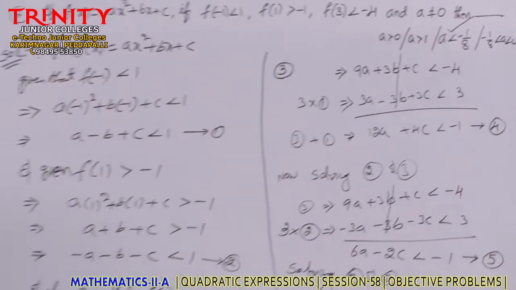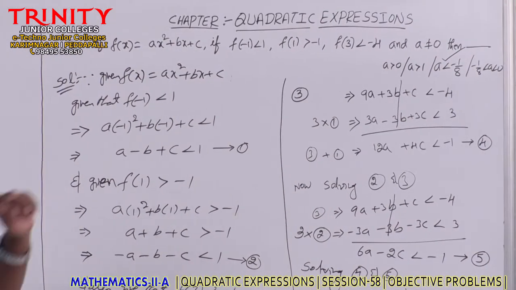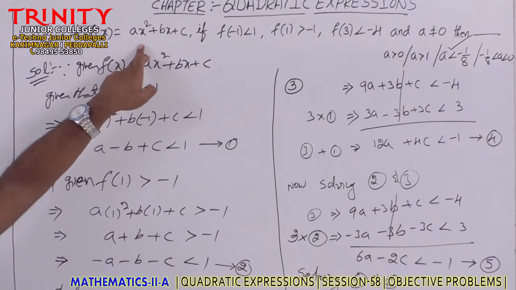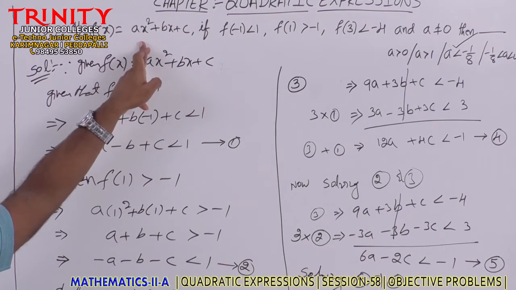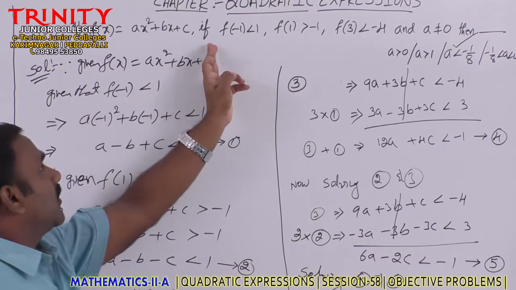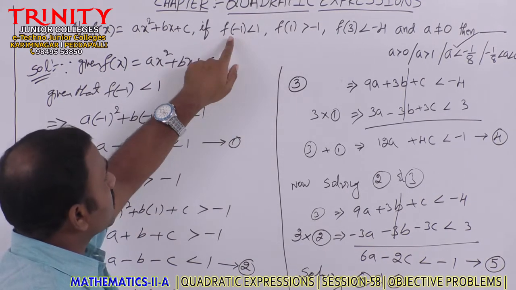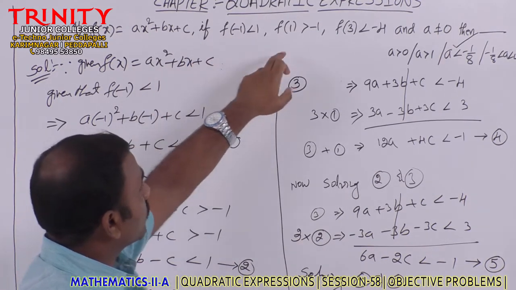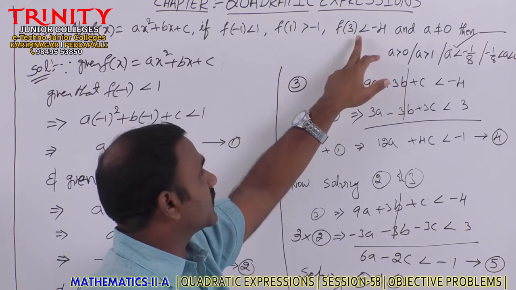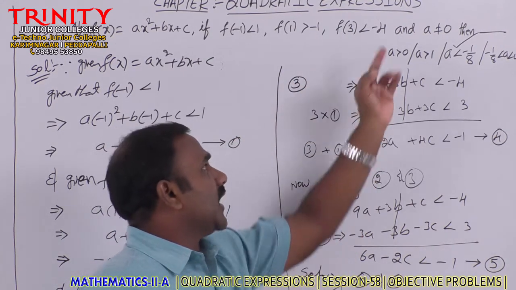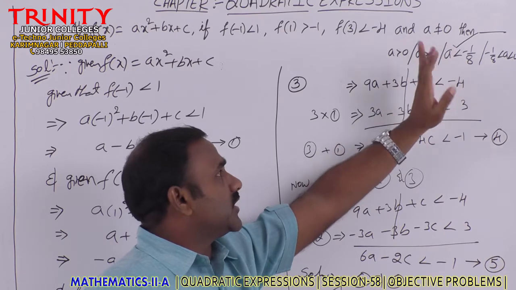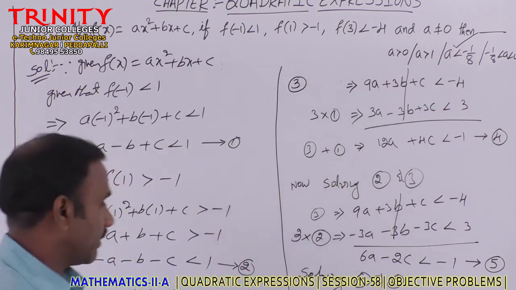See once again what we did here. f of x is equal to ax square plus bx plus c, where we were given three conditions: f of minus 1 is less than 1, f of 1 is greater than minus 1, and f of 3 is less than minus 4, and where a is not equal to 0. Then what is the value of a?